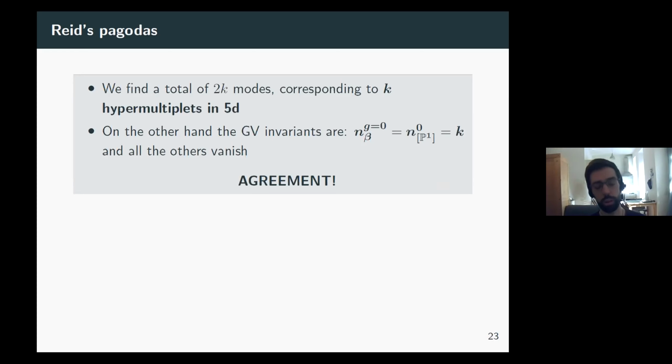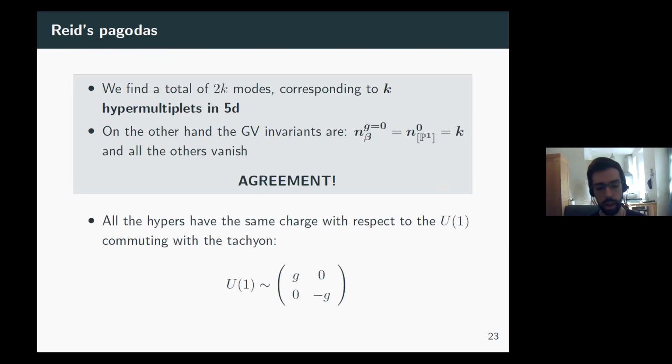I should also notice at this point that all these hypers in 5D have the same charge with respect to the U(1) that commutes with the tachyon. They all have, let's say, charge 1.